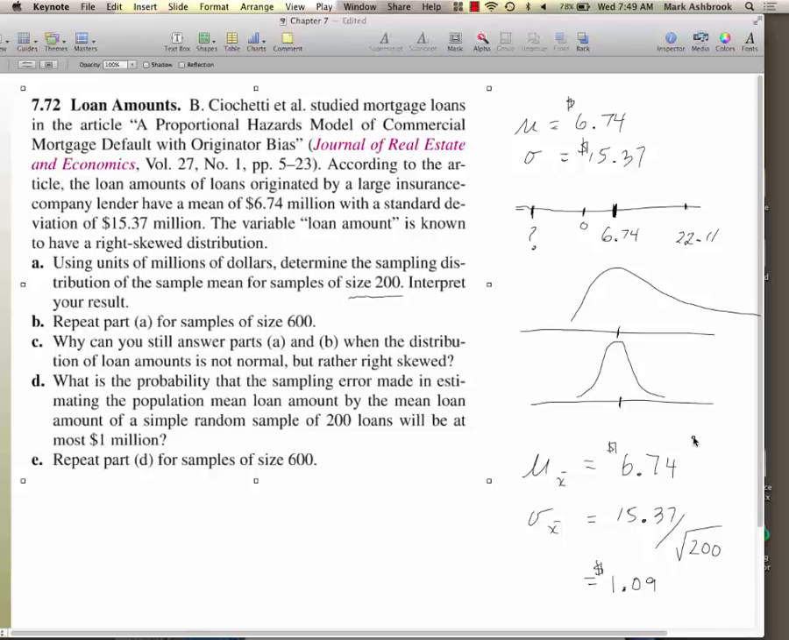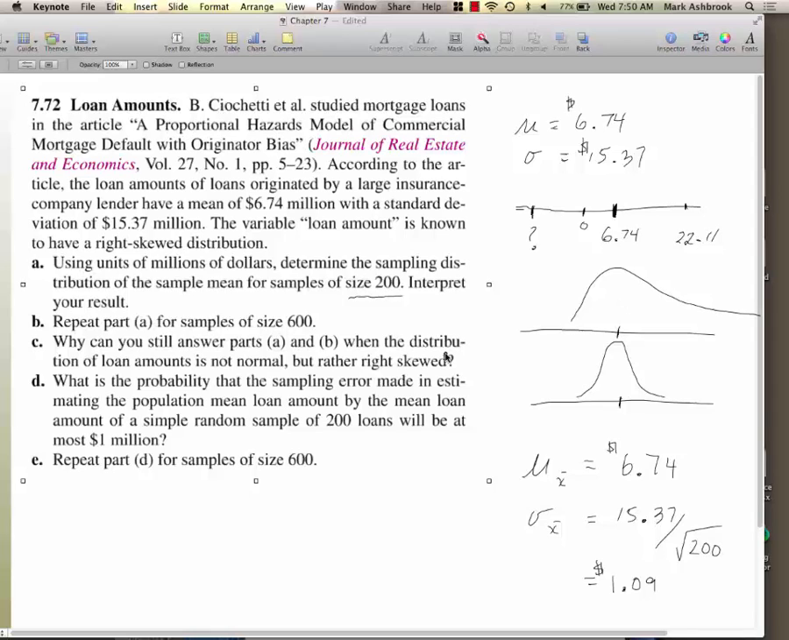Okay, so then C, I think we already talked about. Why can you still answer parts A and B when the distribution of loan amounts is not normal but rather right skewed? Okay, why? Because we have a huge sample size, right? 200 per sample. What's the probability that the sampling error made in estimating the population mean by a simple random sample of 200 loans will be at most 1 million?